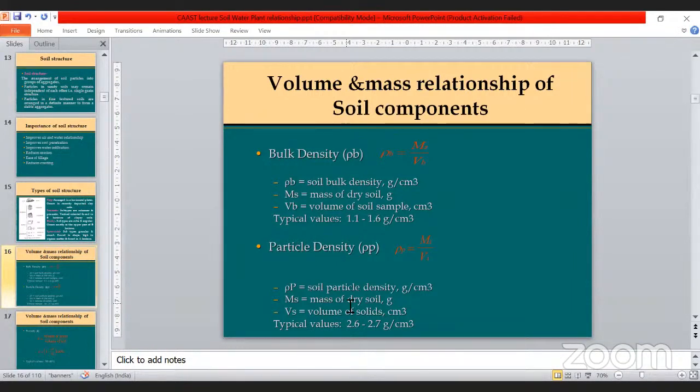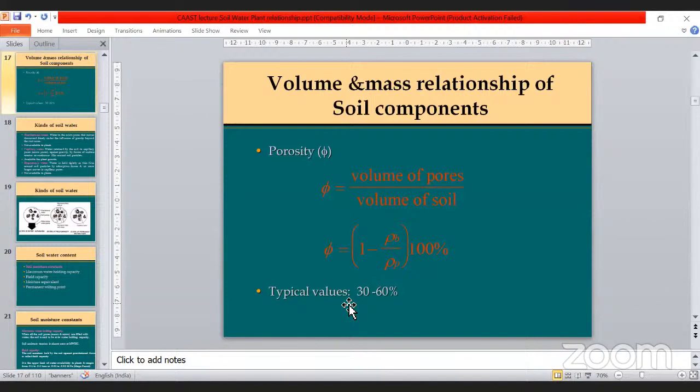So based on that one, the bulk density and particle density is used because both are required for calculating the porosity. Porosity is important because it is the volume of the pores upon the volume of the soil. So pores are decided by the different particle densities and the bulk densities. If the porosity is 30 to 60%, naturally all the crops can be grown very easily.